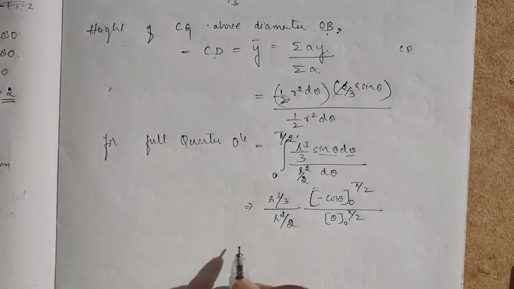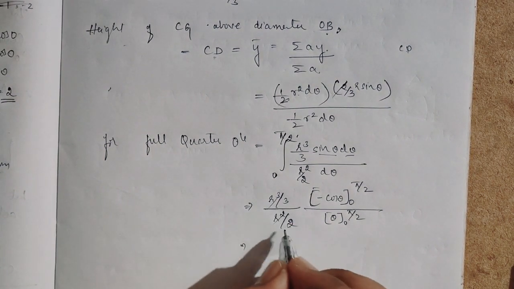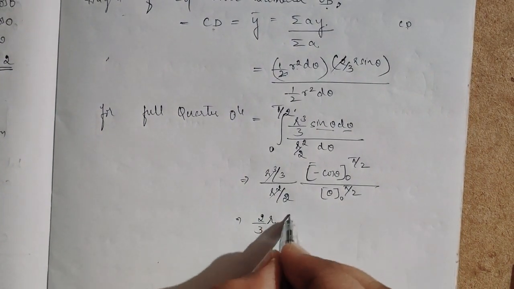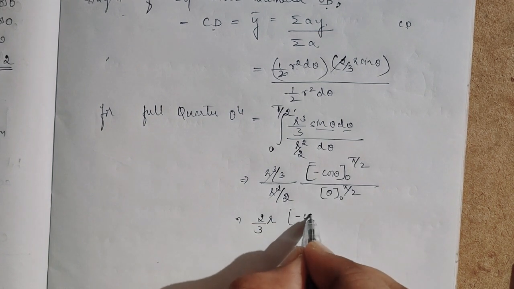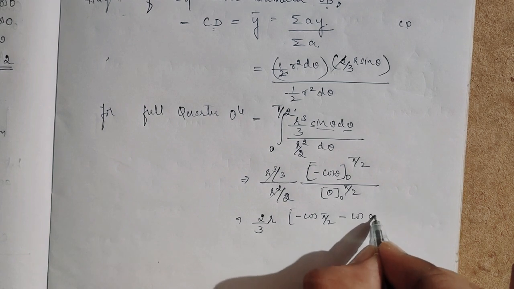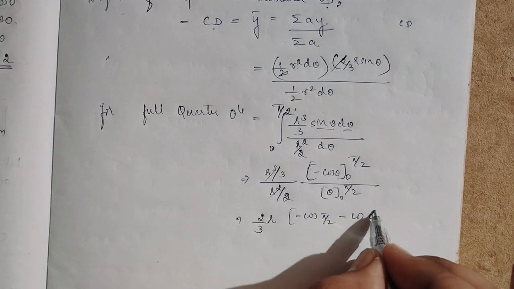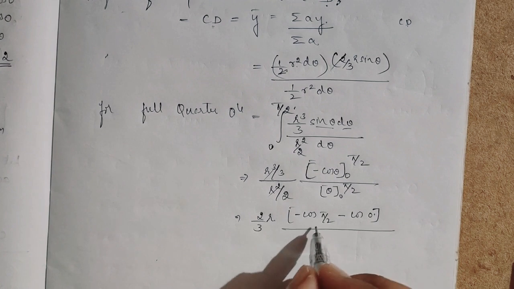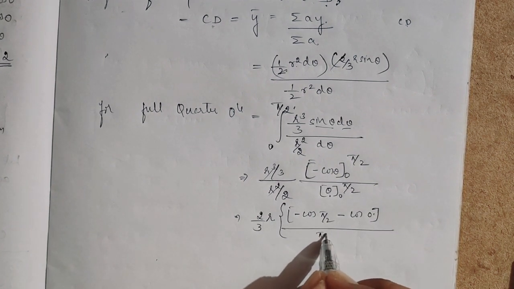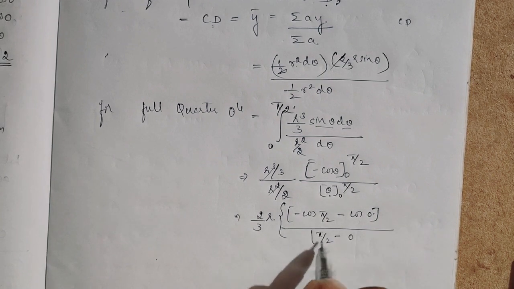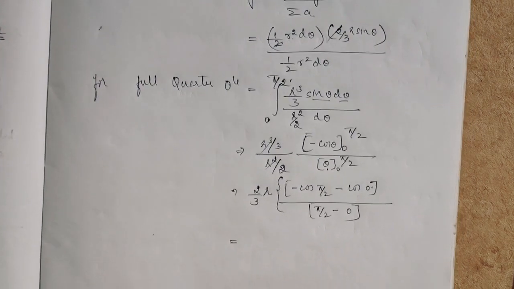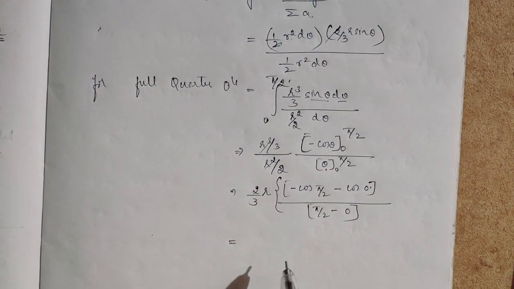So now this is nothing but 2 by 3 r into minus cos pi by 2 plus cos 0, divided by pi by 2 minus 0.